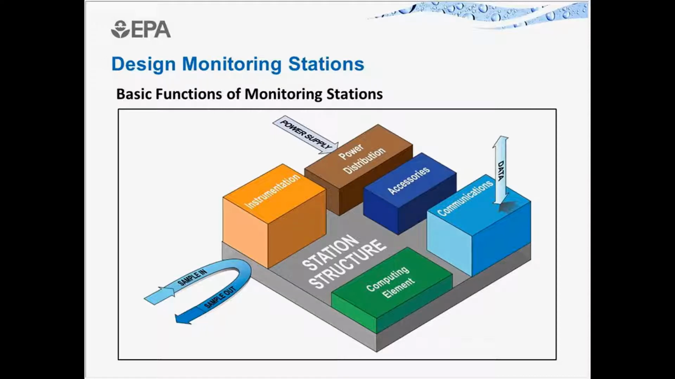The third design element is monitoring stations. Every monitoring station that's deployed should have 4 of the 5 functions shown on this screen. That includes power distribution, instrumentation, communications, and some sort of computing element. The 5th function on the screen is accessories. Accessories can be added to a base station design to either enhance the station functionality or to improve the station performance. And for each of these functions, the function should be designed depending on utility requirements and monitoring location conditions.